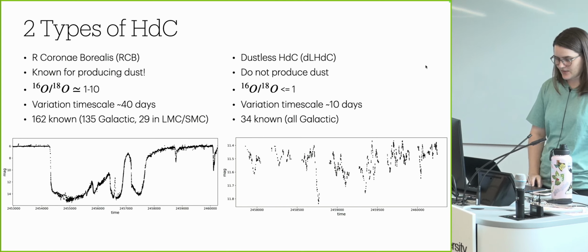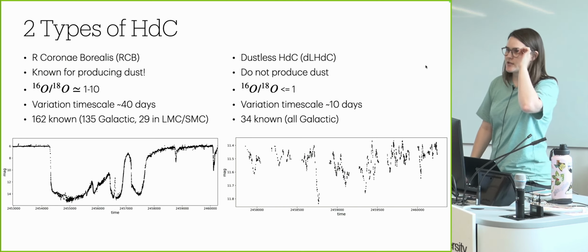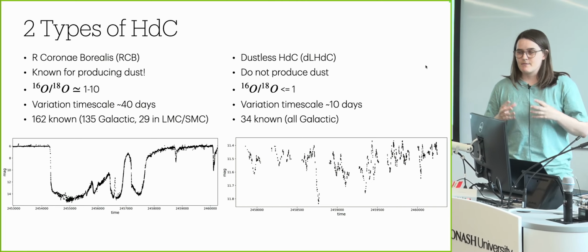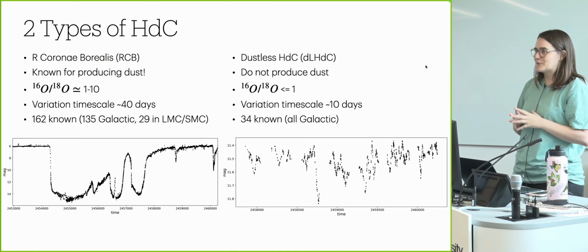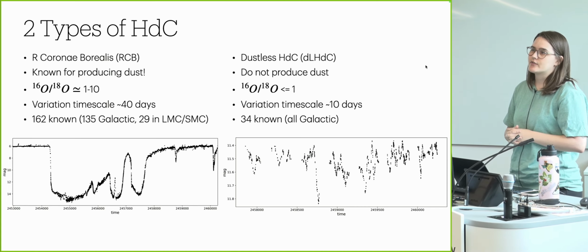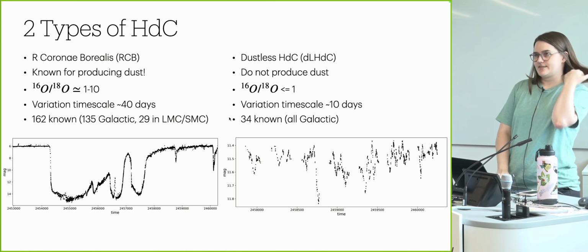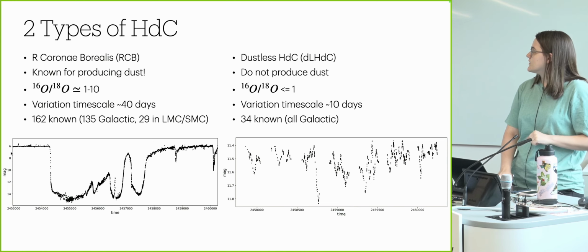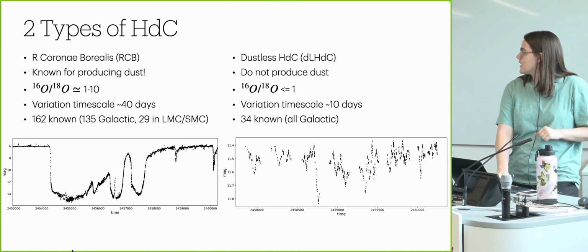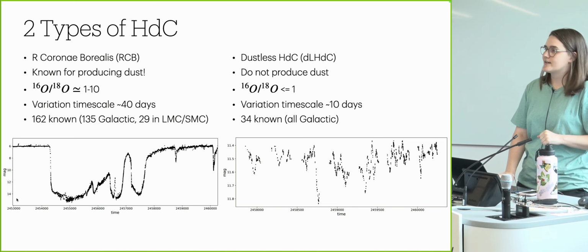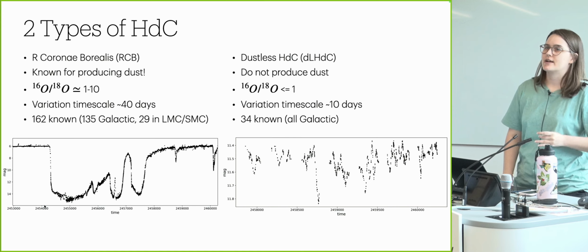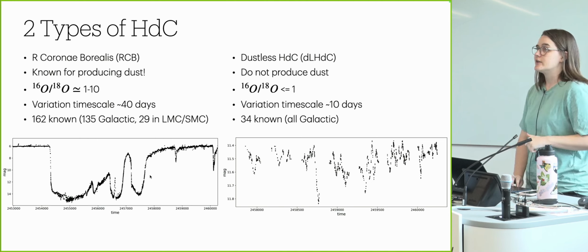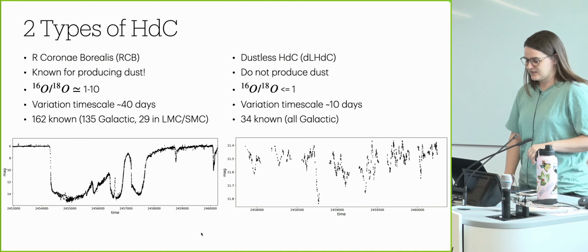I actually want to start by saying there are two major types of HDC, and you'll hear me talk about both of them a lot during this talk. The main one that more people know about is the R Coronae Borealis variables, or the RCBs. These are known famously for producing dust. Here I have a light curve of R Coronae Borealis itself. You can see that it's a 6 magnitude star, but randomly in 2007, it went down to 15 mags. That's a nearly 9 mag decline. This decline itself lasted for about 12 years and has all these different structural events inside of it.